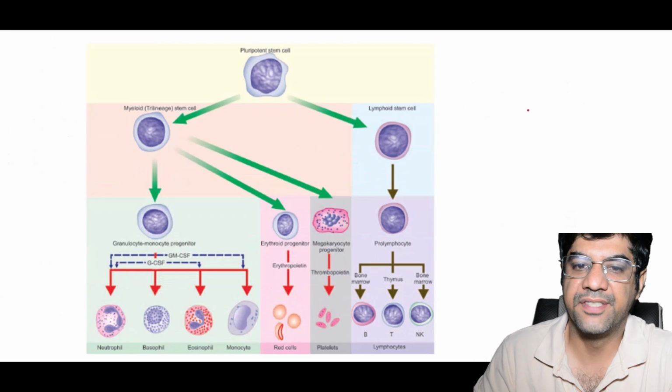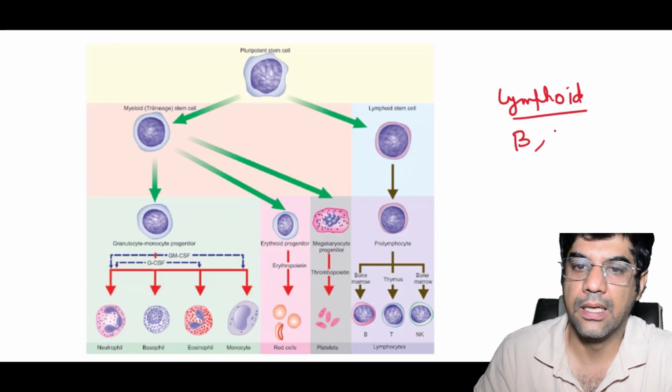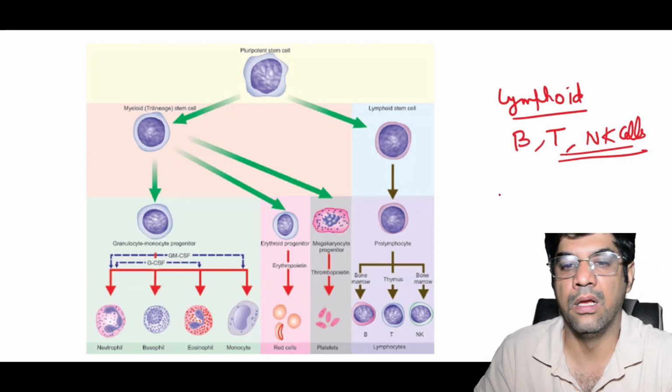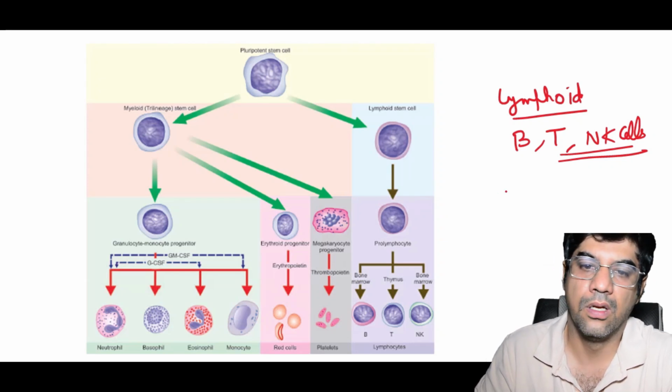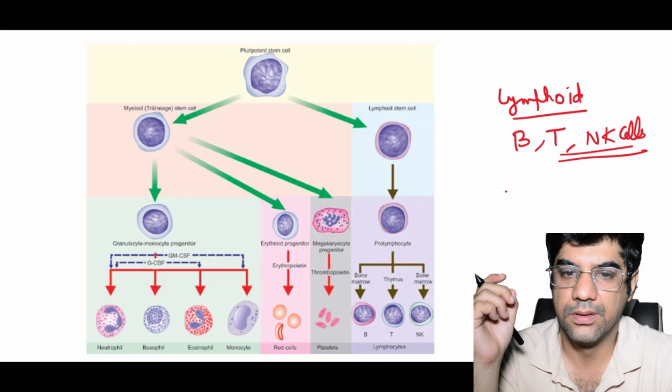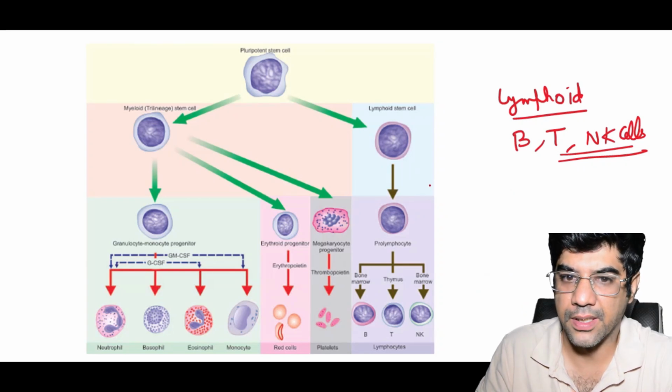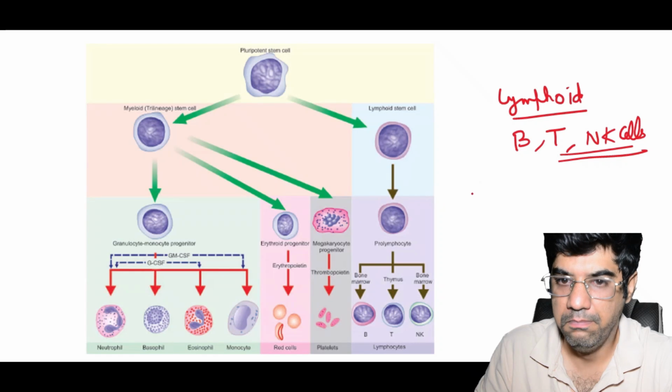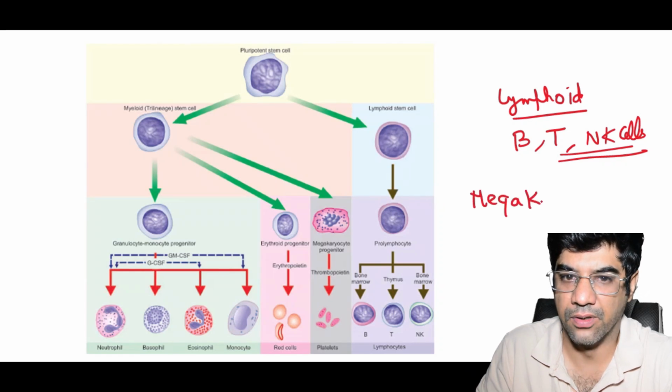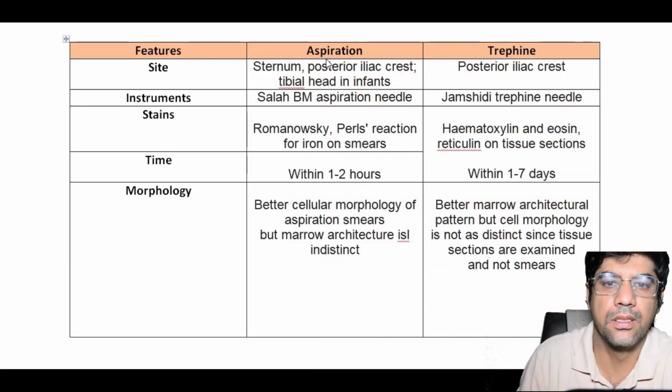Now they have various differentiation pathways. The lymphoid progenitors differentiate into B, T and NK cells. The granulocyte progenitors produce neutrophils, eosinophils, basophils, and monocytes. The erythroid progenitors produce the red blood cells. Megakaryocytes are the source of platelets.